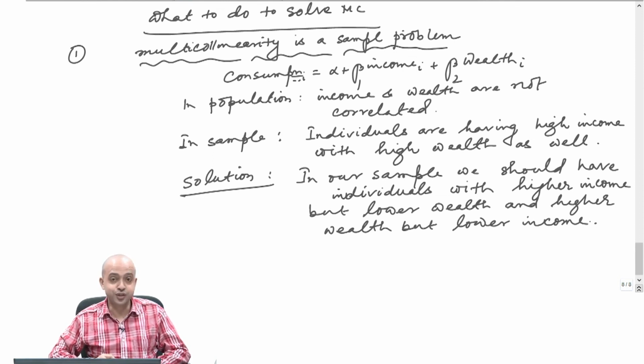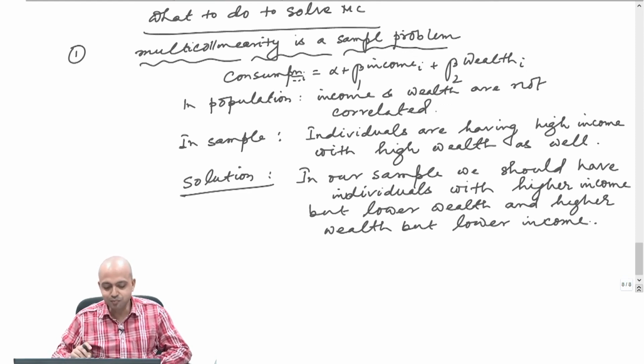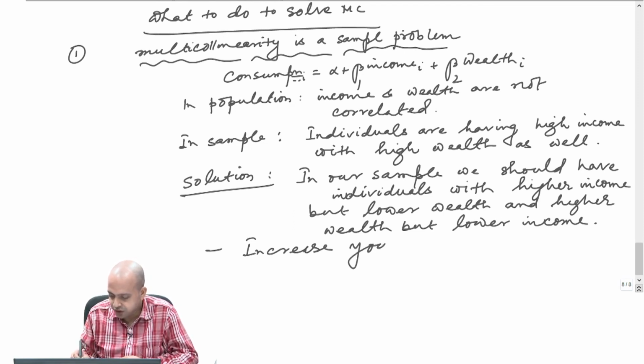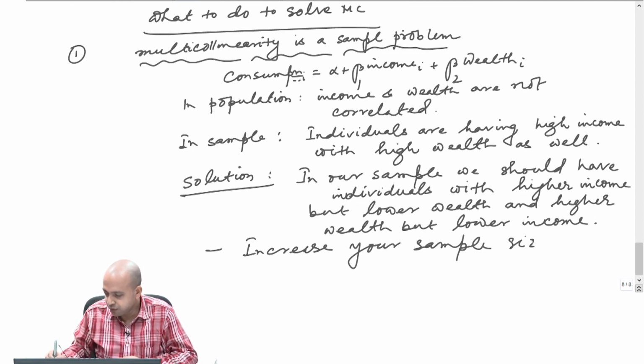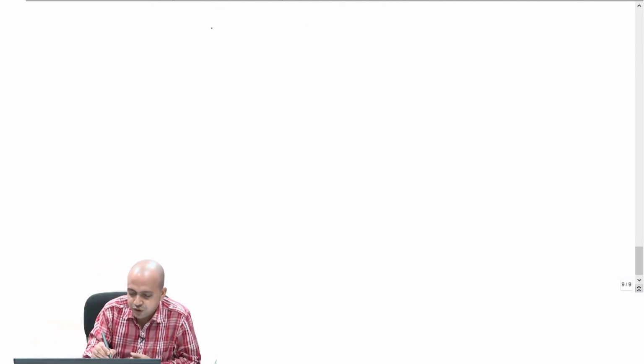But it is not always possible to get that type of sample. And how will you get this sample? Just increase your sample size. If you increase your sample size, then you have a higher probability of getting that type of individuals who will have higher wealth, low income, and higher income, low wealth. And when you increase the sample size, one more thing happens.